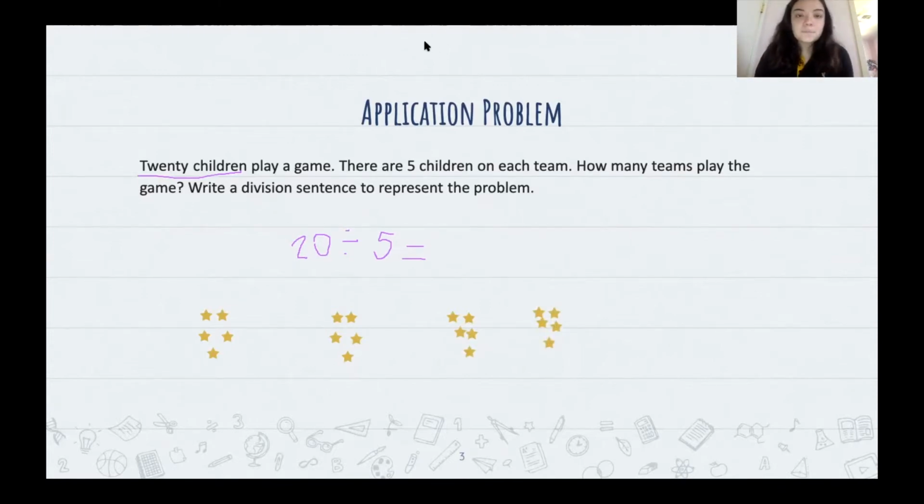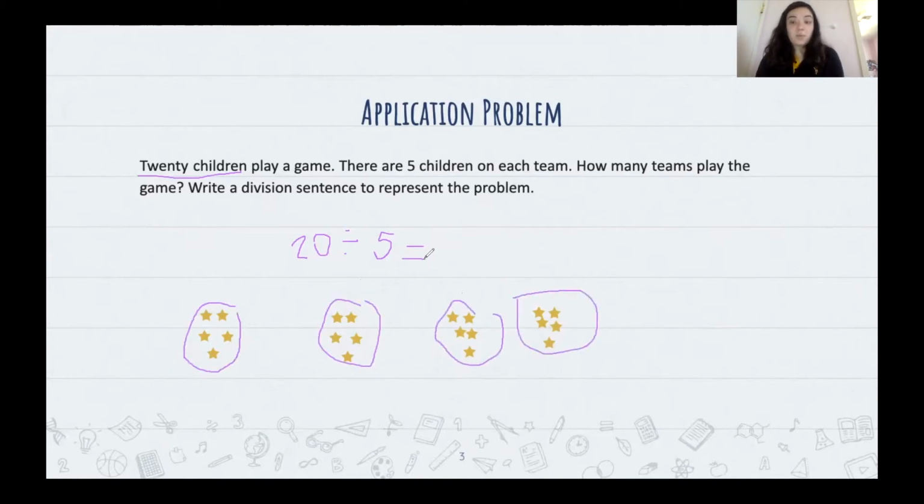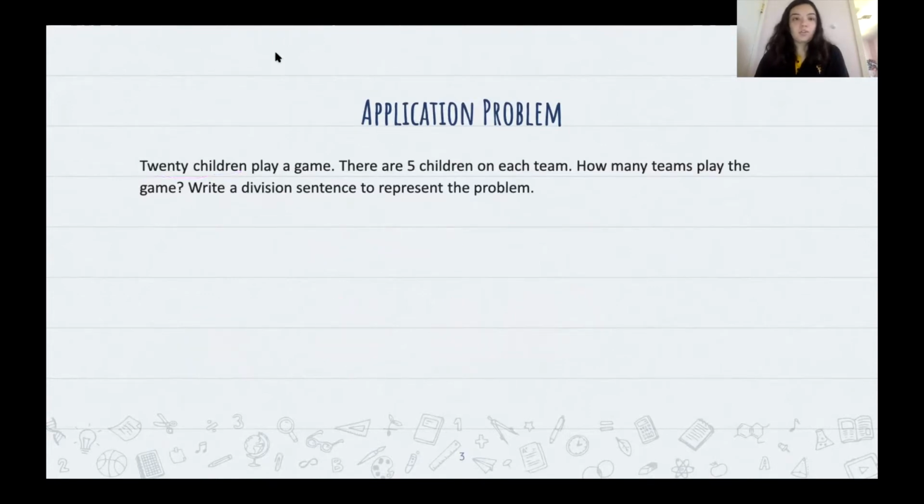So how many do I have? Let's look. I have 1 team, 2 teams, 3 teams, and 4 teams. So 20 people with 5 people on each team equals 4 teams. We made groups of 5 because we know there are going to be 5 people on each team, and we made enough groups until we hit 20, and that only needed 4 teams. We're going to move on to our next problem.